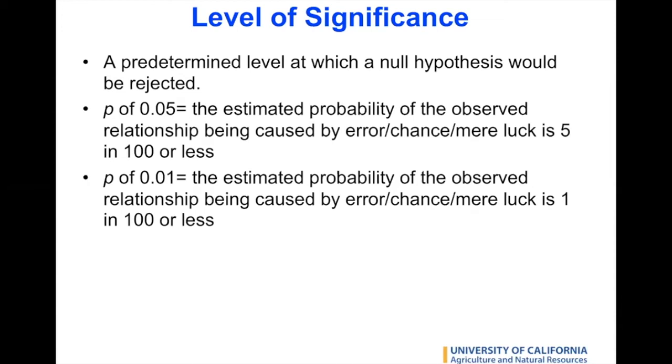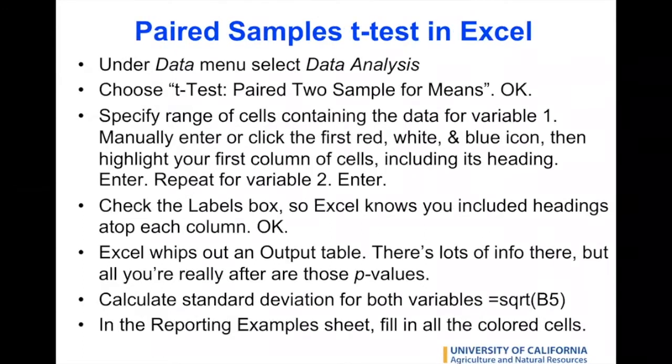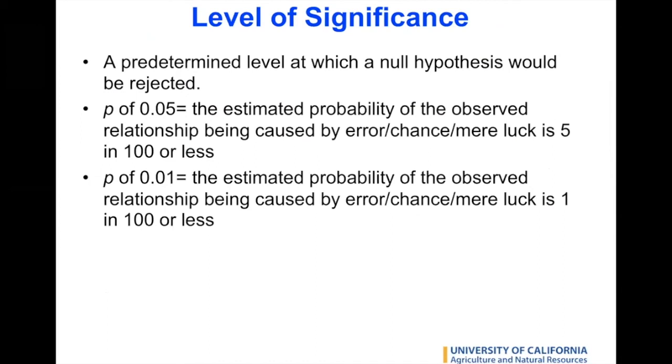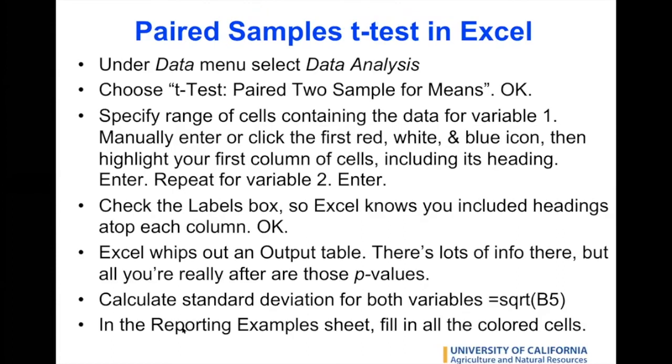For a p level of 0.01, again it's a 99% level of significance here. That means 1 out of 100 is by chance or by luck. So I would like to see if you have any questions regarding the level of significance or inferential statistics or t-test or anything before we go to the paired sample t-test in the Excel sheet.